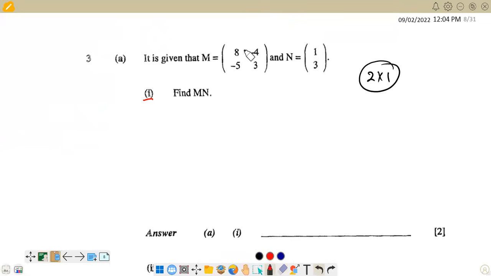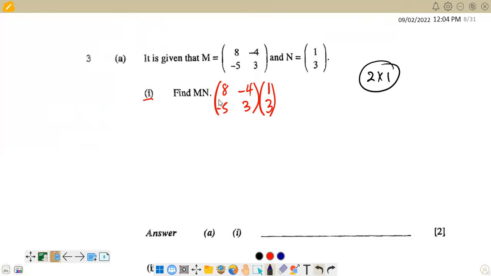Row by column. So we're going to start with M here. Let us write our M, which is 8, -5, -4, 3, like this. All right, by the what? N, which is 1, 3. This is our matrix N.